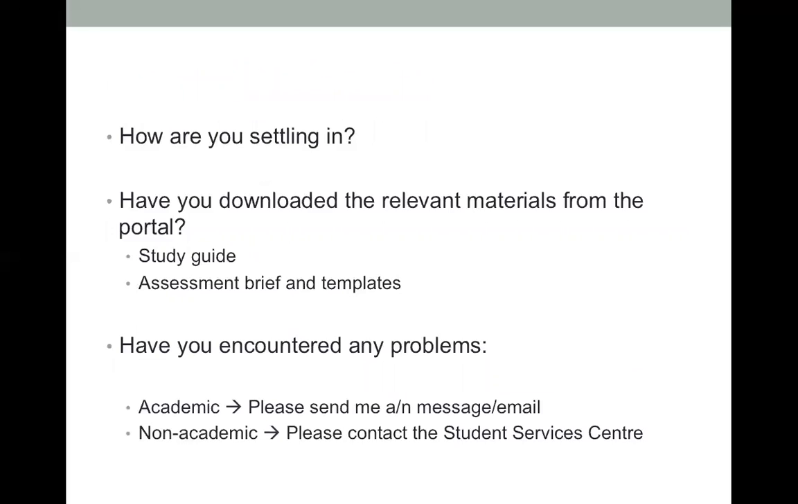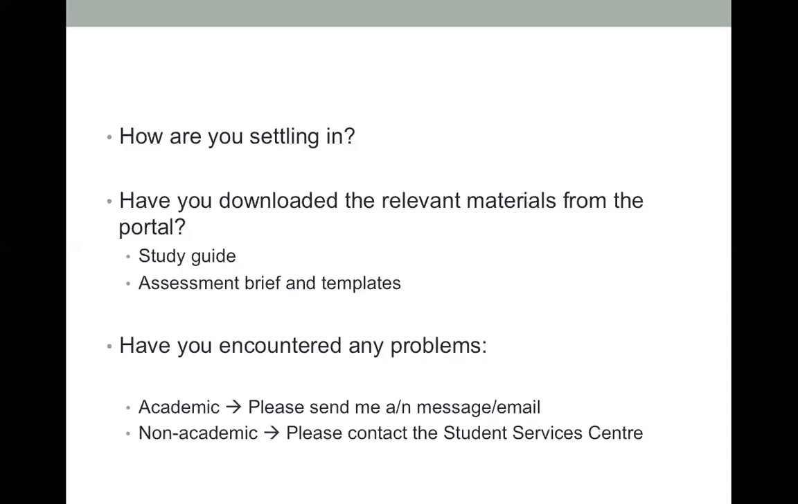Okay, so how are you settling in? Hopefully, people have settled in pretty well by now, and that's what we expect. And I remember that in the first couple of weeks, I received a couple of messages: Hey, I need help with this, I need help with that. So hopefully we have settled in by now. Okay.